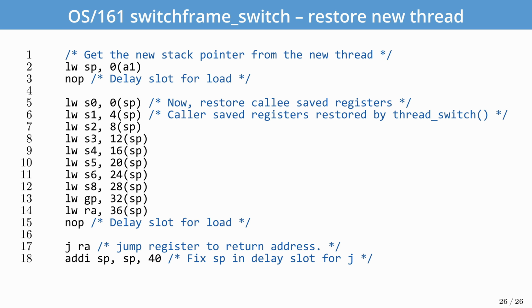A second thing I wanted to note is that this next delay slot here, this last delay slot that we have a NOP, right after we load the return address, we could actually avoid this if we placed that instruction one line above before loading the global pointer.